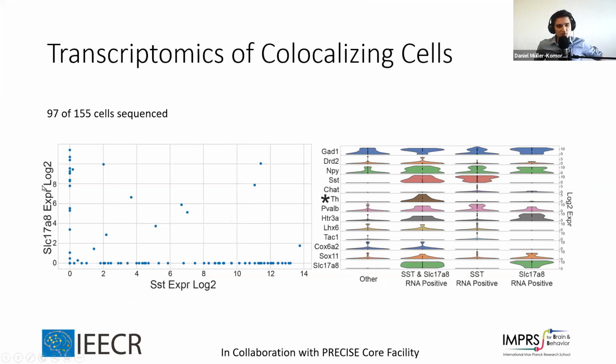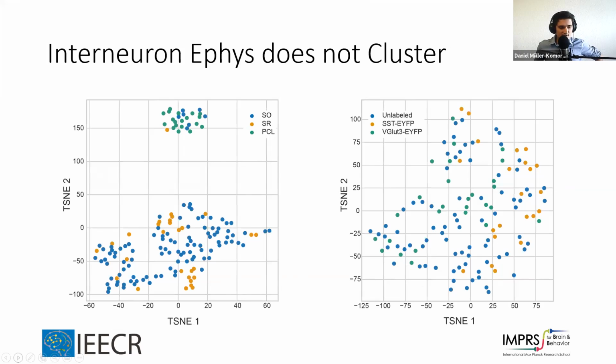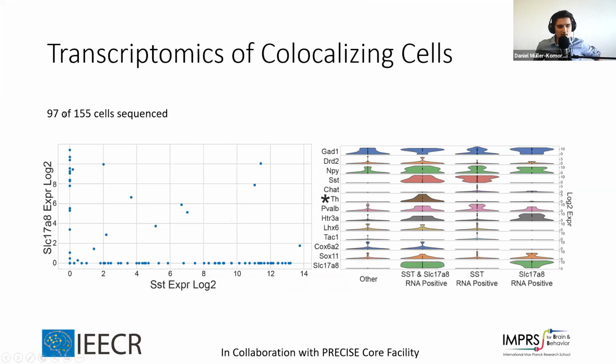So then we need to move on to the transcriptomics. These are 155 cells that I patched, and out of those we could get cytosol of sufficient mRNA quality from 97 cells, and these are shown here. First finding: do we also find the somatostatin and VGLUT3 co-localization in the transcriptomics data? And the answer was yes. Out of these 97 cells, 12 are both somatostatin and SLC17A8, which is the gene name for VGLUT3. So these cells are both somatostatin and VGLUT3 positive.